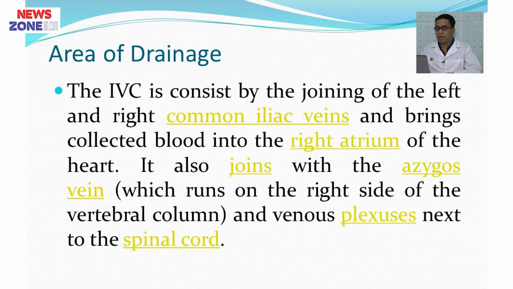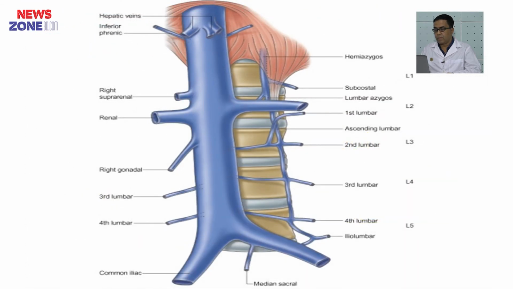Now, area of drainage. The inferior vena cava is formed by the joining of the left and right common iliac veins and brings collected blood into the right atrium of the heart. It also joins with the azygos vein which runs on the right side of the vertebral column and venous plexus next to the spinal cord. This is the picture of inferior vena cava with its relations and tributaries.